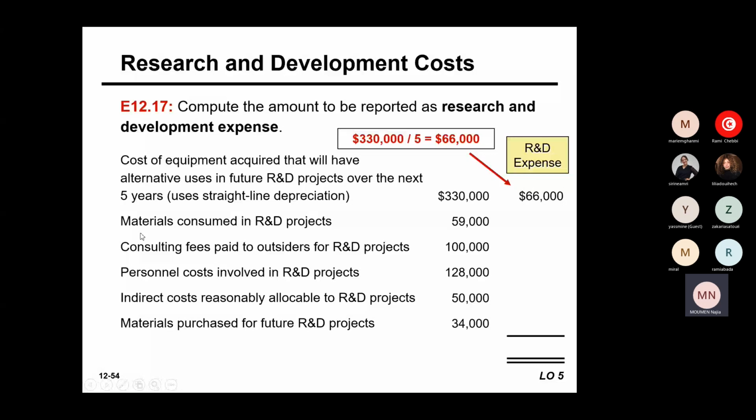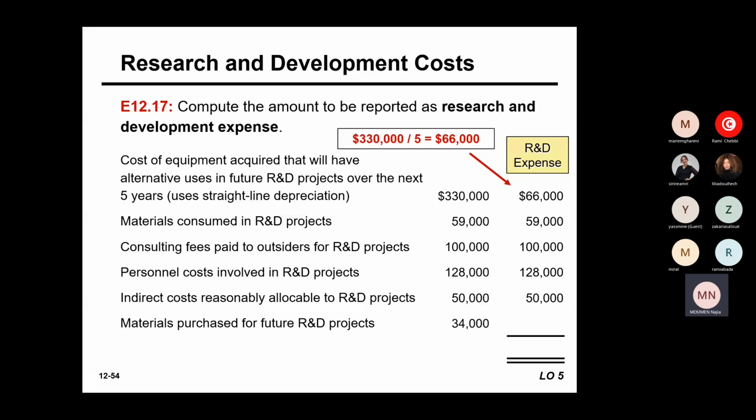You have material consumed in R&D projects. So here we use up materials in R&D projects, so the entire amount will be expensed. When you have consulting fees paid to outsiders for R&D projects, still they should be expensed immediately. For personnel costs involved in R&D projects, still that should be expensed. And direct costs reasonably allocated to R&D projects, so here we're talking maybe about overhead, etc. So it should also be entirely and immediately expensed.